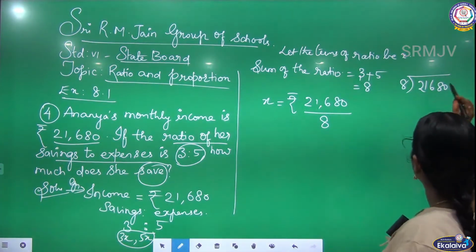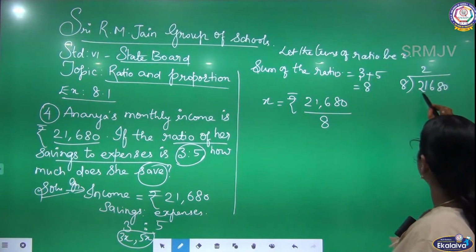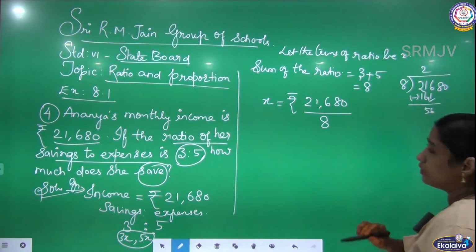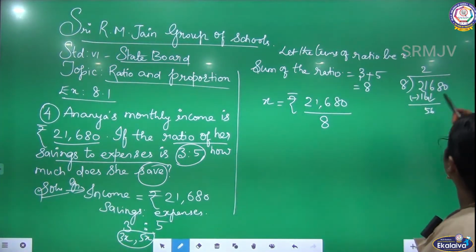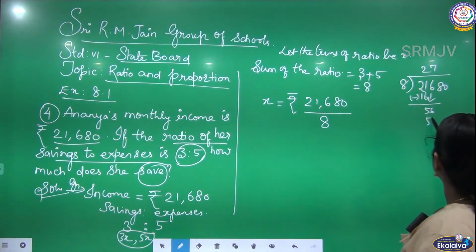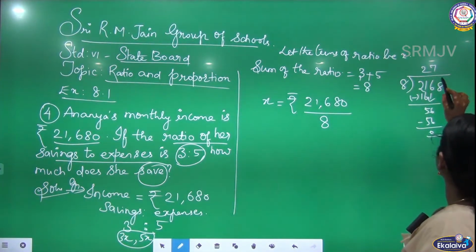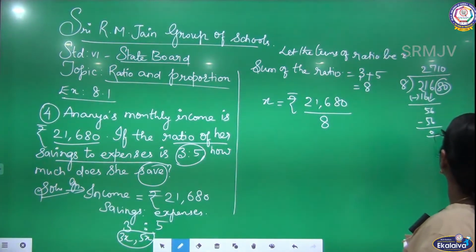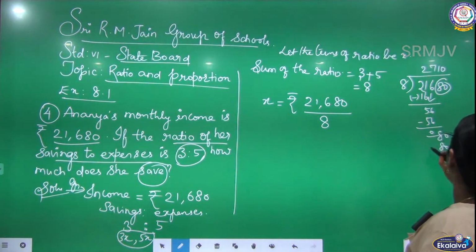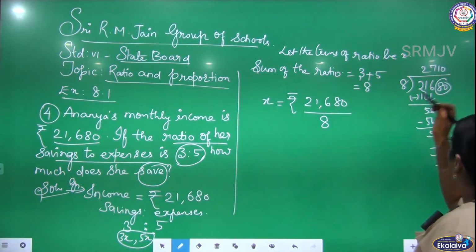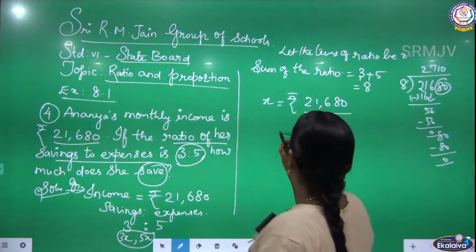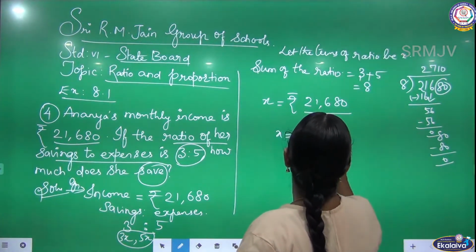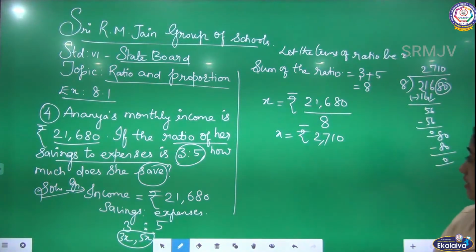Listen, 8 ones are 8, 8 twos are 16. Balance 5, drag the 6 down. 8 sevens are 56. Now what is it? 80. So 8 tens are 80. Now here I am finding my x value to be 2,710. Can you understand this?